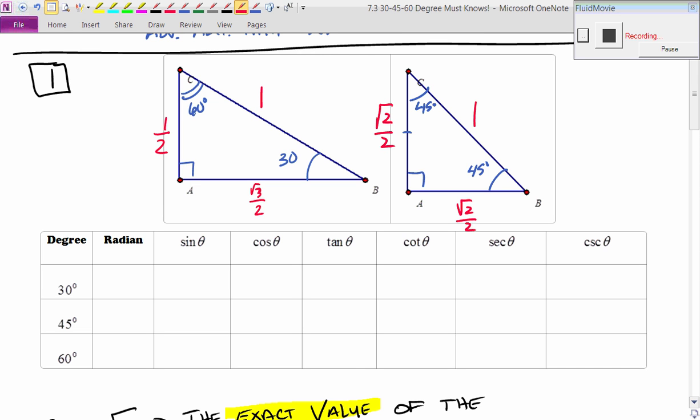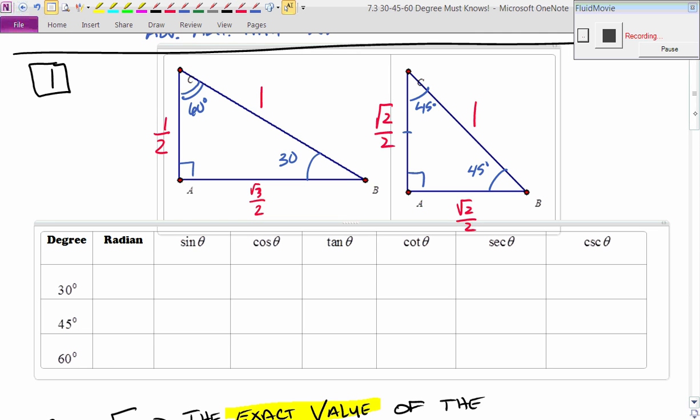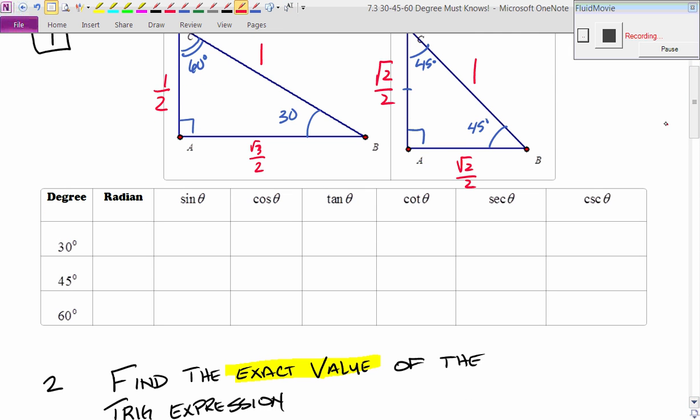I'm going to help you out with figuring out the radians and then do the sine, and then you guys will be on your own, so you'll partner up and do the rest. So here we go. 30 degrees is how many radians, everybody? Pi over 6. Very good. 45 degrees is how many radians? Pi over 4. Yes, very good. And 60 degrees is how many radians? Pi over 3. Very good.